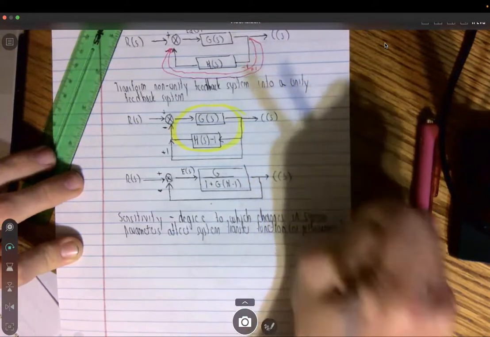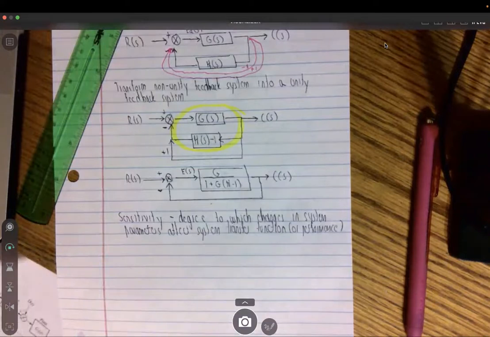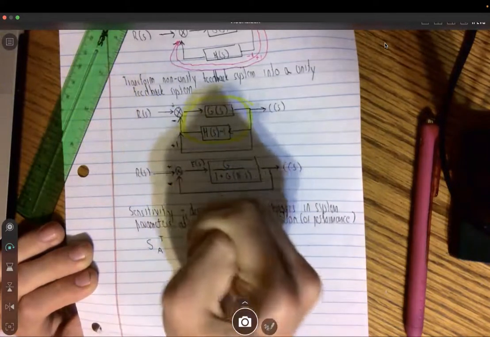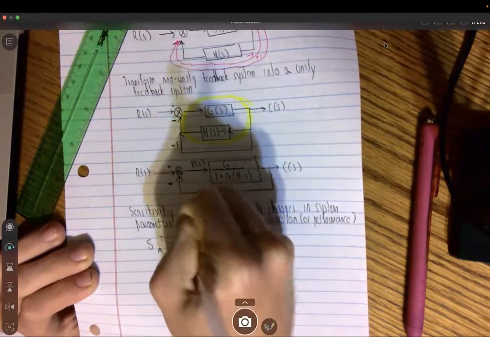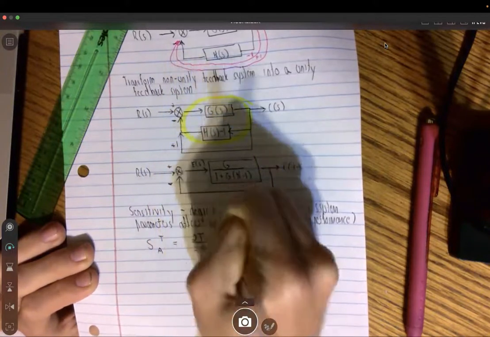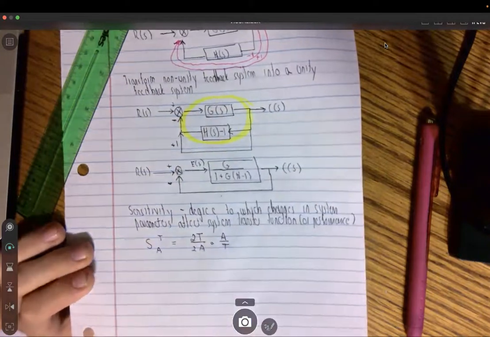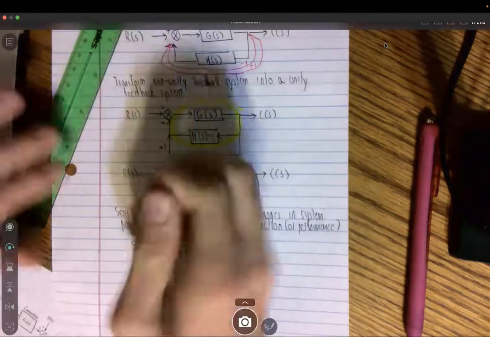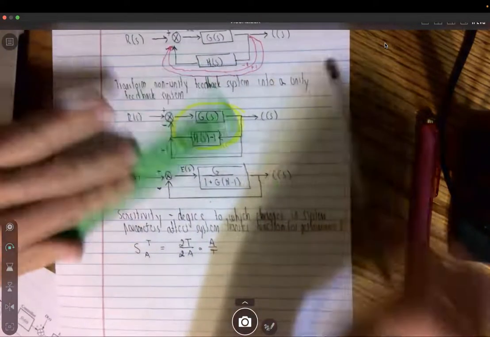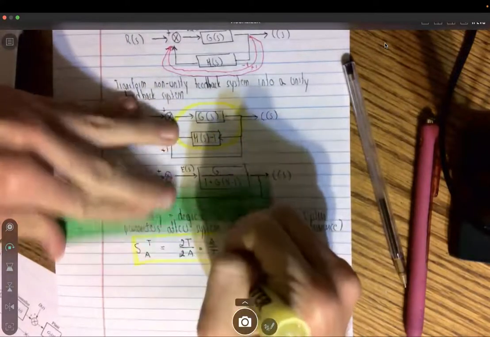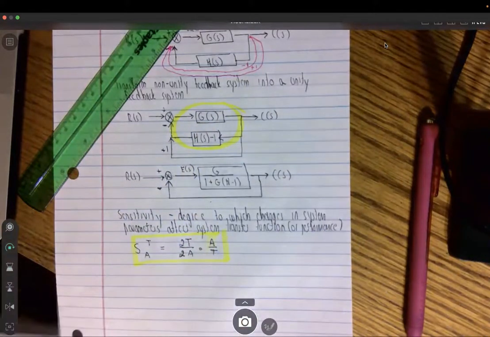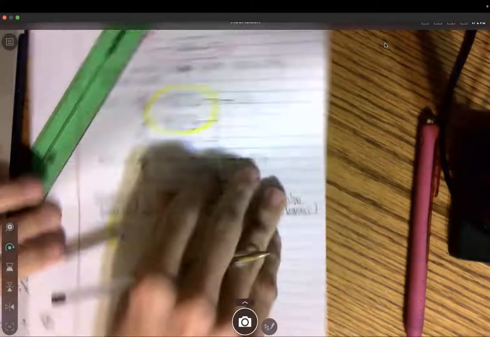And so the sensitivity is defined. I like to always put it as sensitivity of T with respect to A, where T is our transfer function. So it's the partial of T all over the partial of A multiplied by A over T. And so that's what I like to call the sensitivity. I find that easier than what he gave us. So remember, this is partial. So that's the equation for sensitivity, the partial of the transfer function over the partial of A times A over the transfer function. And so let's look at an example where we're going to find the sensitivity.